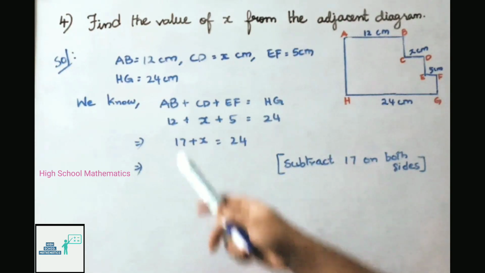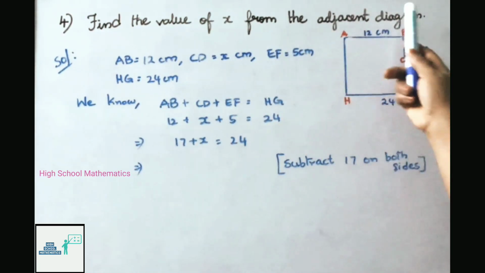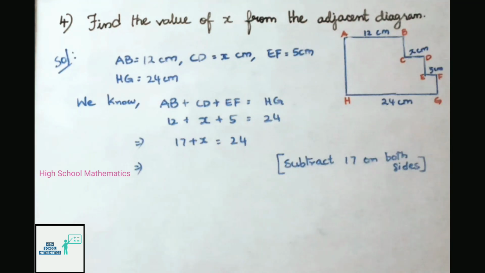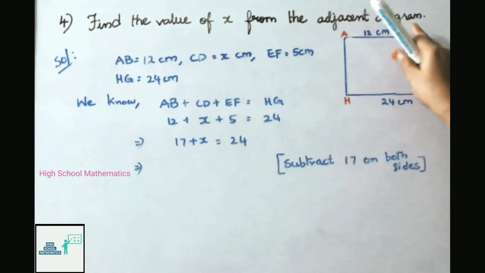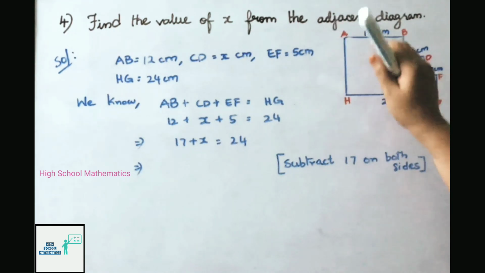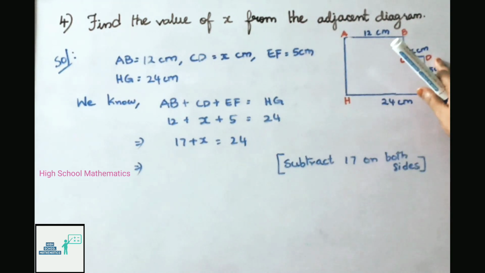See now question number 4. Find the value of x from the adjacent diagram. In our question, they have given a diagram. We place here variables A, B. They have given 12 centimeter. We place here variable CD.